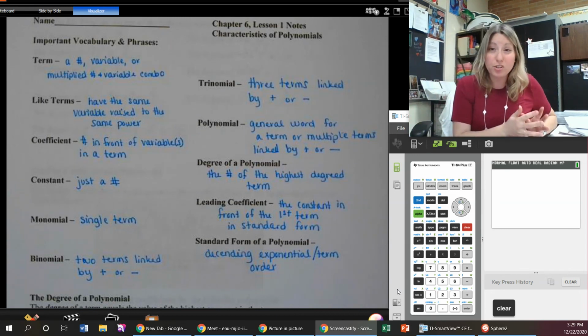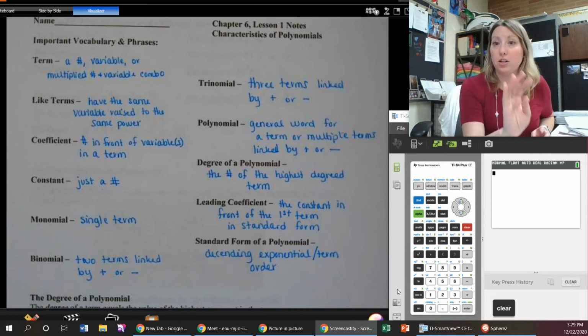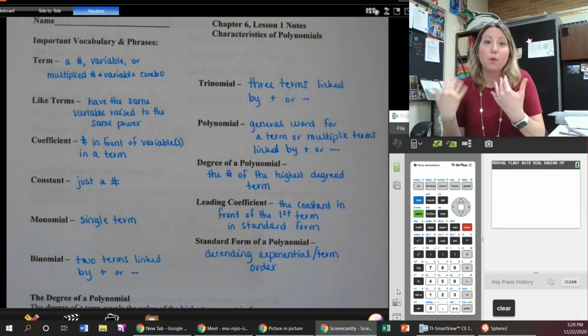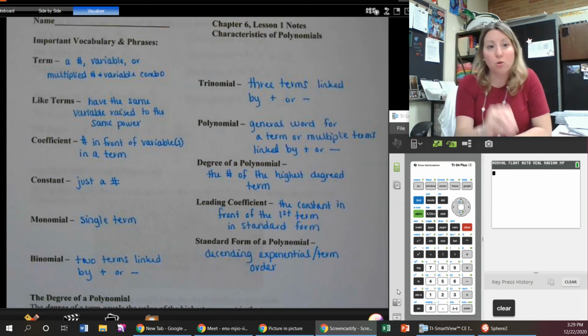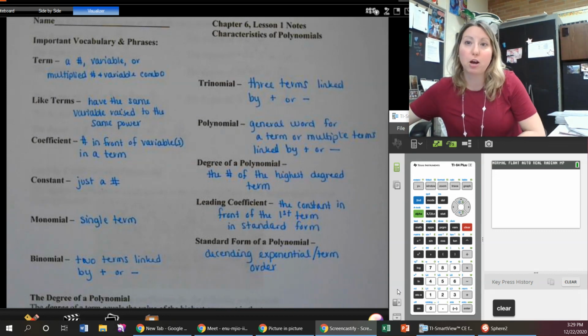These have been Regents questions, so I really do need you to make sure you understand each of the vocabulary terms because this is how I talk throughout chapter 6, throughout chapter 7, throughout chapter 8. I am going to be using these words to describe these pieces. Make sure you really have them down pat.